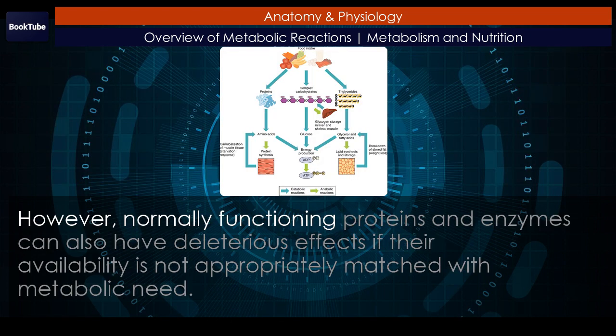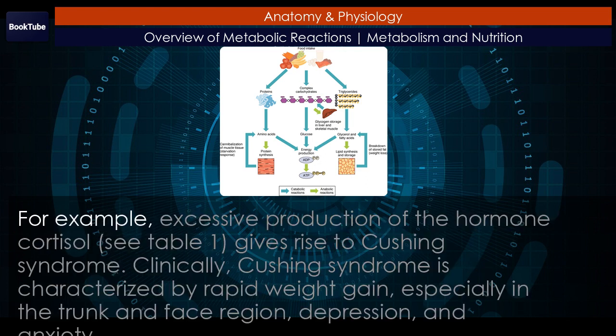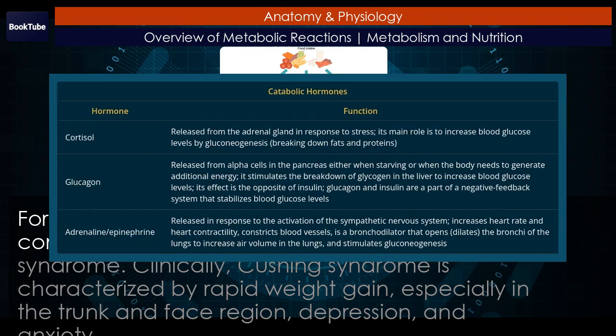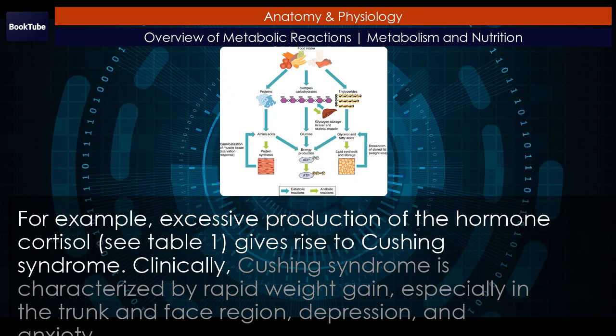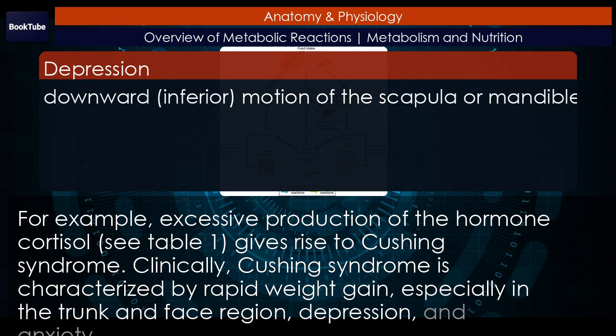However, normally functioning proteins and enzymes can also have deleterious effects if their availability is not appropriately matched with metabolic need. For example, excessive production of the hormone cortisol, see Table 1, gives rise to Cushing syndrome. Clinically, Cushing syndrome is characterized by rapid weight gain, especially in the trunk and face region, depression, and anxiety.